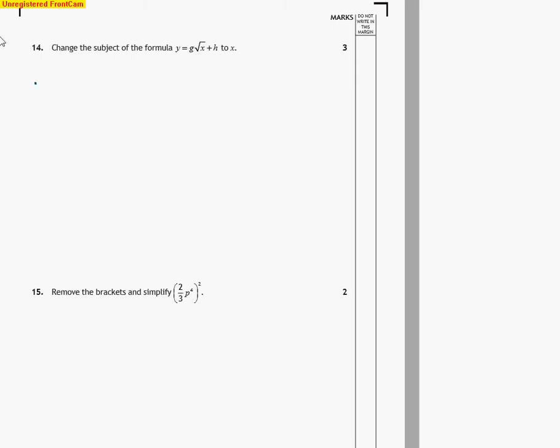So we've got y is equal to g root x plus h, and we want to change it for x. Okay, so we want x to be the subject.